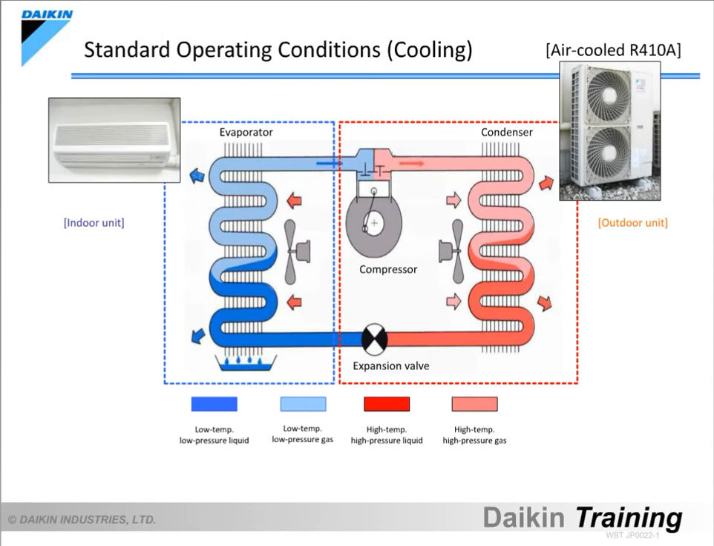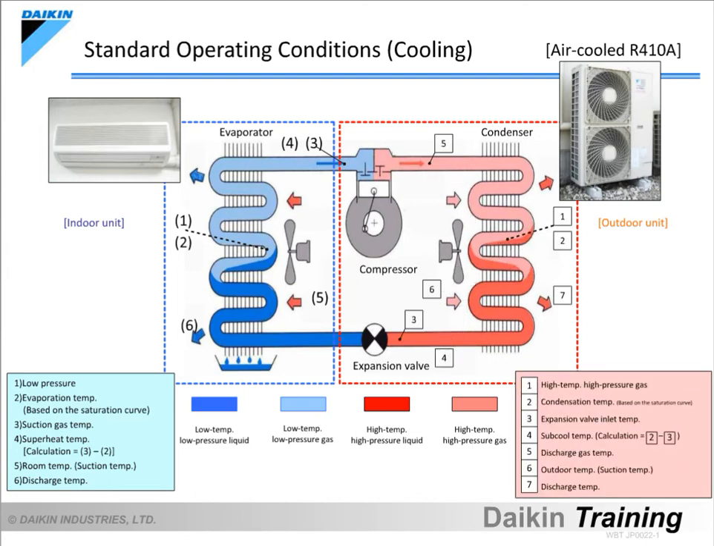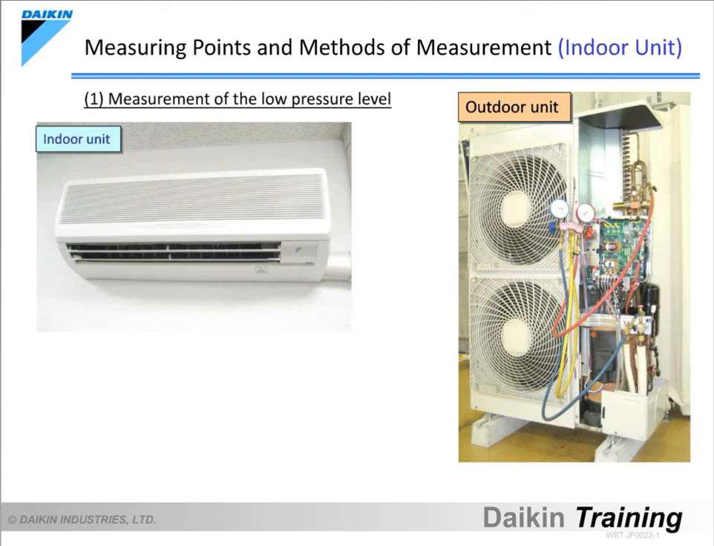With regard to the cooling operating conditions in the summer, where R410A refrigerant is used in an air-cooled air conditioner, we sequentially check the temperature and pressure at 6 points in the indoor unit, namely the evaporator side, and 7 points in the outdoor unit, namely the condenser side. Let's first take a look at the low pressure level.